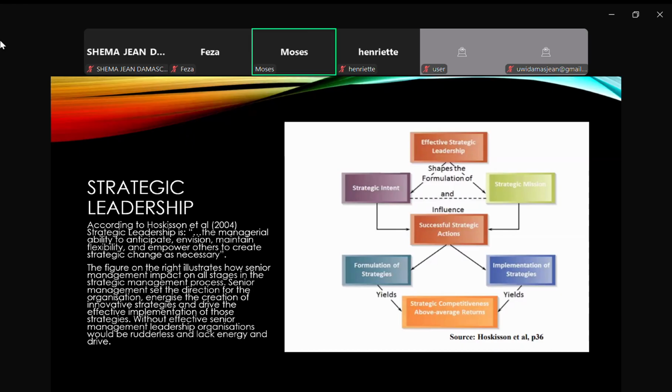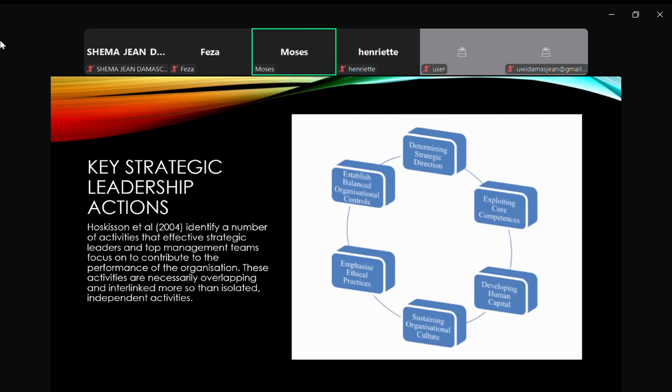Now, as I said, strategic leadership is the ability to anticipate, envision, maintain flexibility, and empower others to create strategic change as might be necessary. And the diagram you can see on the right is the process for effective strategic leadership. It requires you to have an intent, a mission, actions, and implementing those actions to get a result that is obviously above average.